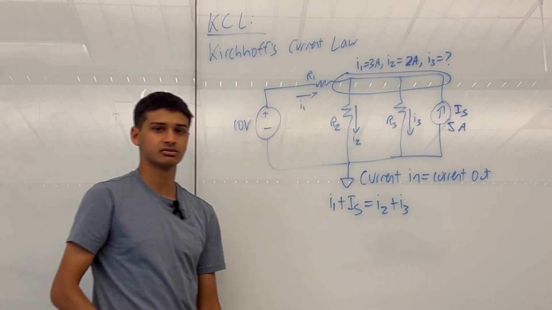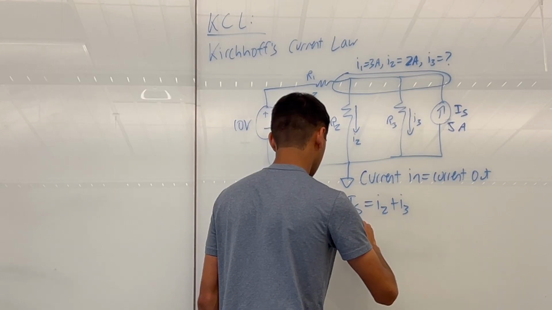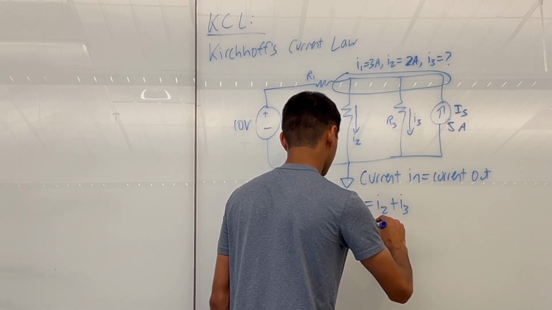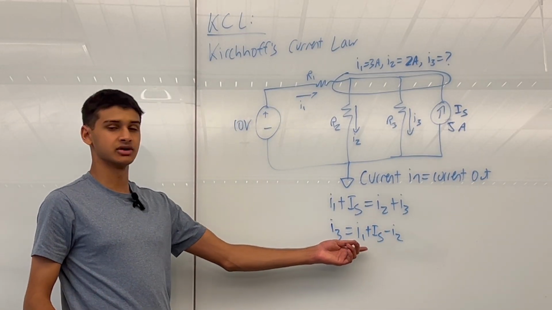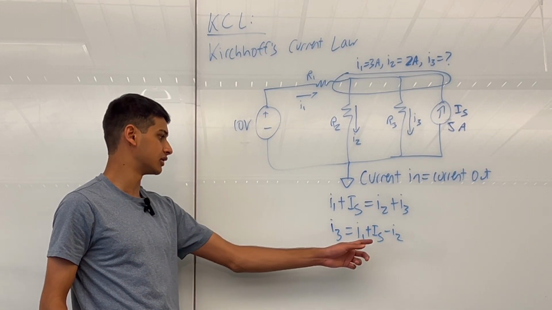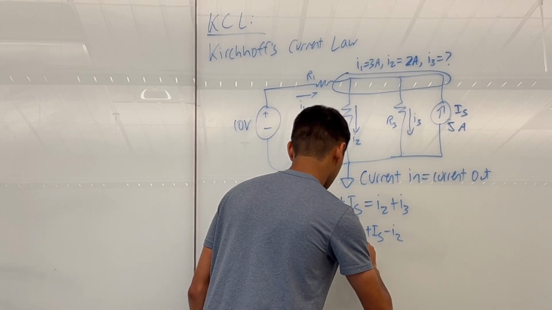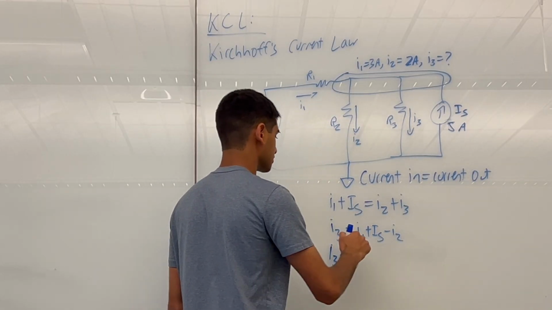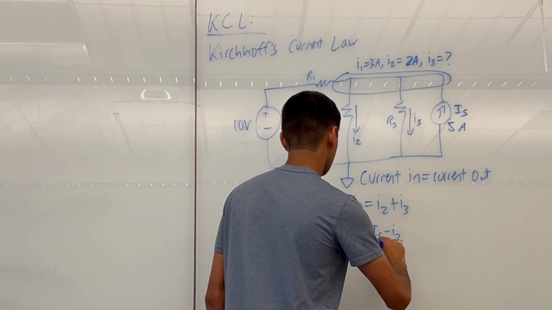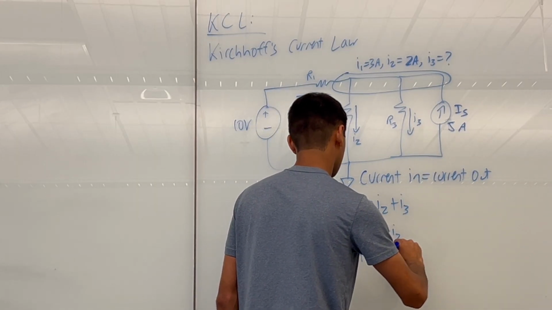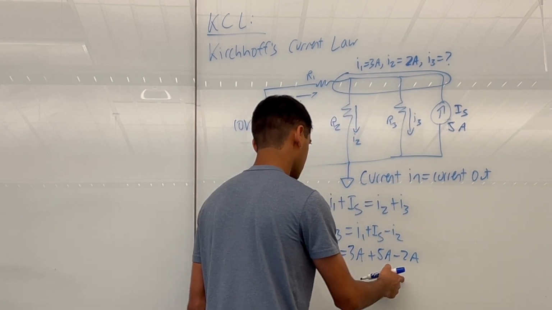I like to write out everything symbolically and then plug in numbers at the end. So now we'll solve for I3. So this is our equation for I3. And luckily we have I1, IS, and I2, so we can just plug in the numbers and solve. So I3 equals 3 amps plus 5 amps minus 2 amps. So I3 equals 6 amps.